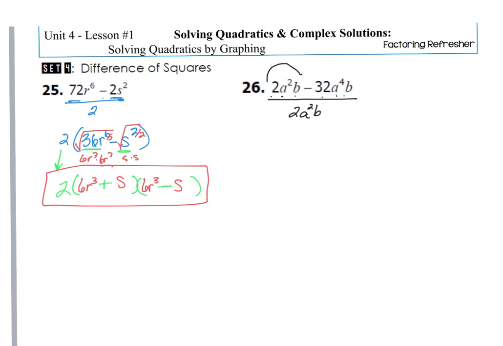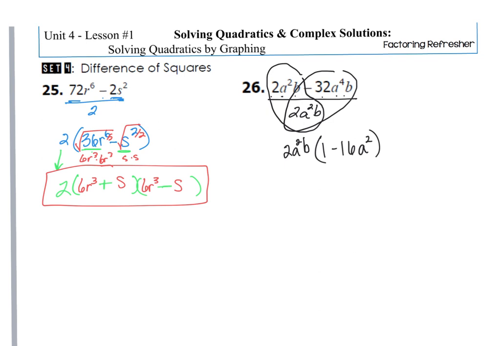So now we are kind of going back to step 1. I'm dividing that out of each term. And 2a squared b divided by its own self, 2a squared b, is positive 1. That always happens when you divide something by its own self. And then my second term, negative 32 divided by 2 is negative 16. 4 a's take away 2 a's is a squared, and b take away b, there's no b's left. So we wrap that up, and again, GCFs always go outside the parentheses.